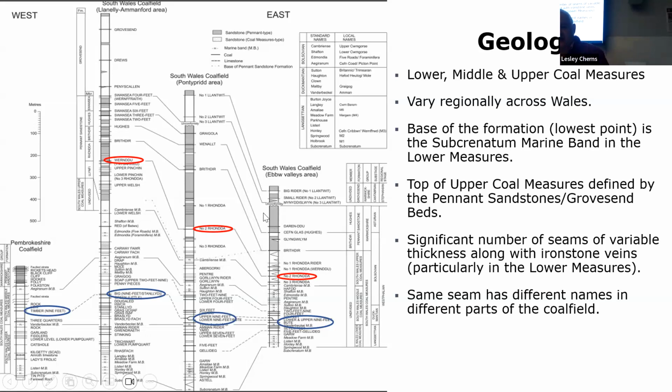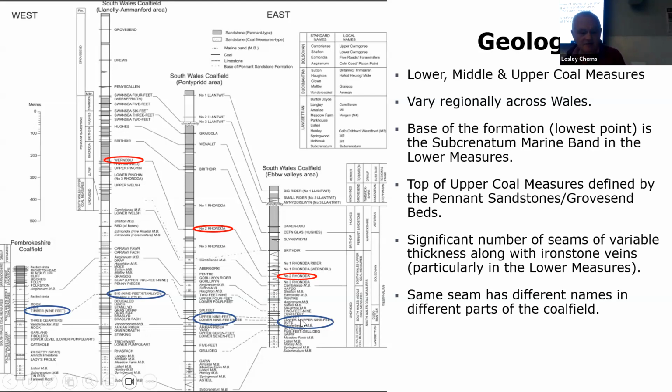You can see also that the seams go between the various areas, and I've highlighted a couple for you just to give you an example. You've got number 2 Rhondda over in Ebbw Vale, which is quite a major seam, quite heavily worked. It's also known as number 2 Rhondda in the Pontypridd area, which is great. But once you get to Llanelli, exactly the same seam, it's not called number 2 anymore. It's called the Wernddu. So the seam names change.